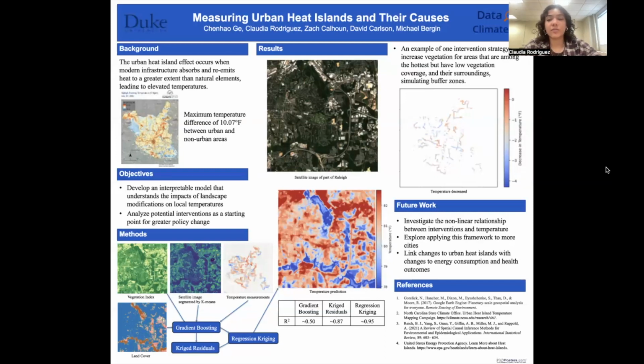Our model was created from data regarding vegetation index, satellite imagery, temperature measurements, and land cover classifications. The first part of our model was created using k-means to segment our satellite images by land cover type. Then we used gradient boosting regression to combine this segmentation with vegetation and temperature. The second half of our model focused on predicting the residuals of our initial model to understand how well it was accounting for spatial confounding. Then, by combining the two, we were able to create our final product, which is a regression Kriging model.